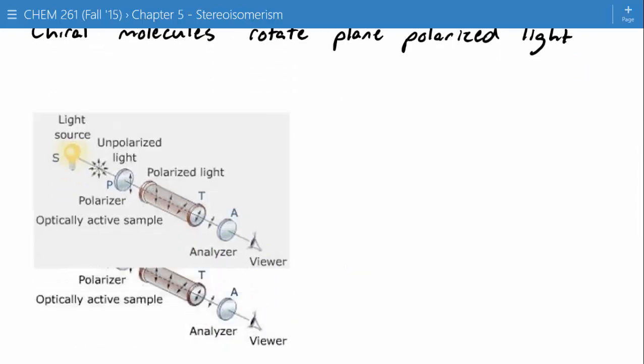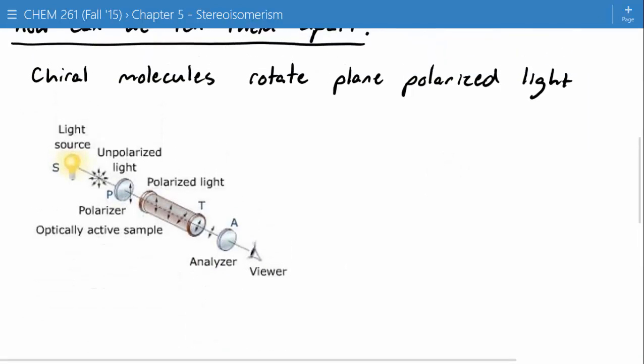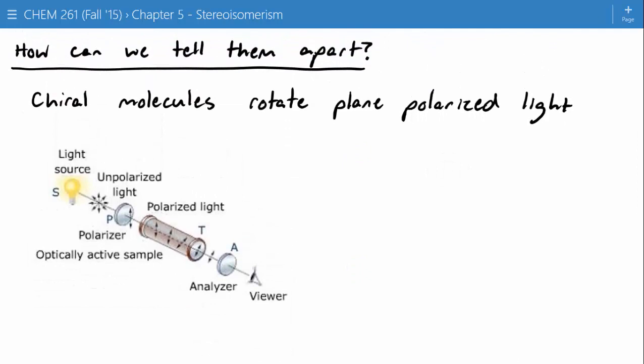So what I have here is the equipment that's used for determining chirality. You have a light source. If you think about light, it's a wave, right? It goes up and down. A normal light bulb, these waves go in every and all direction, right? You can have them up, down, side to side, diagonal, left and right.